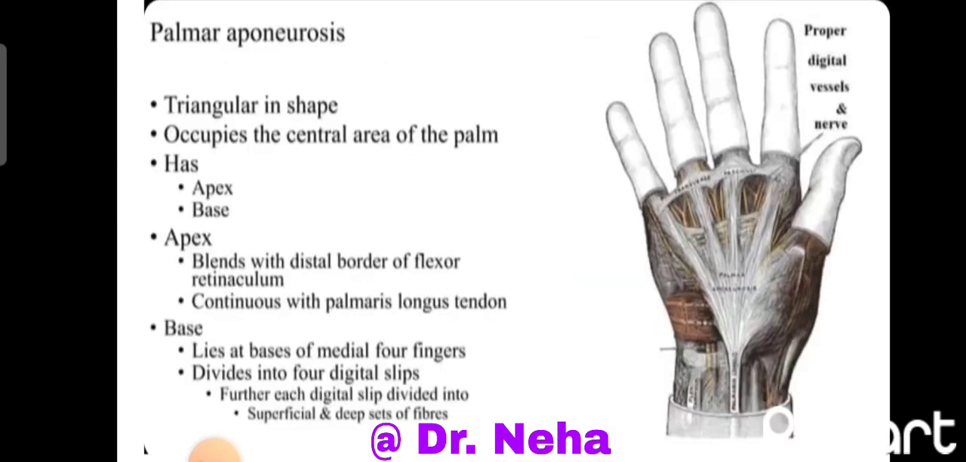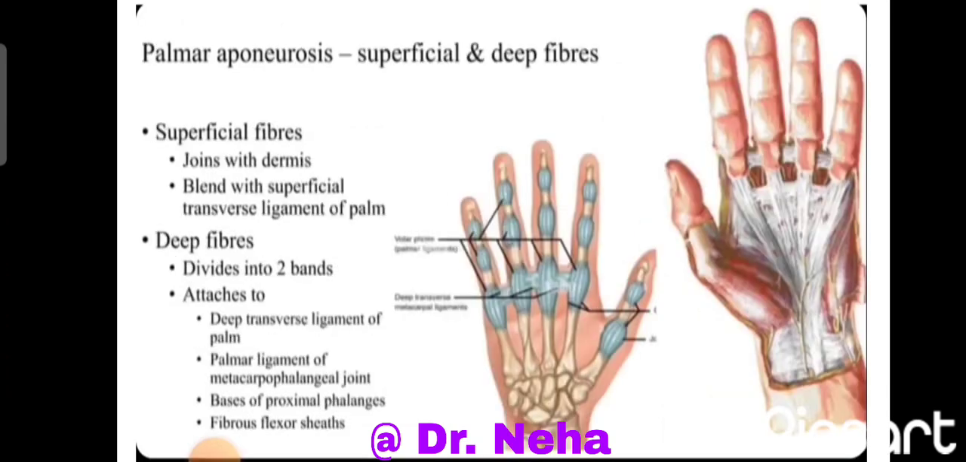The apex is continuous with the flexor retinaculum and it is the continuation of the palmaris longus tendon. The base lies at the bases of the medial 4 fingers and this divides into 4 digital slips. Each digital slip further divides into superficial and deep strands, that is 2 layers, superficial and the deep fibers.